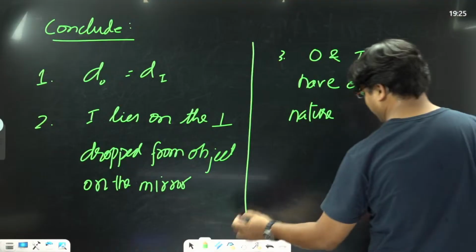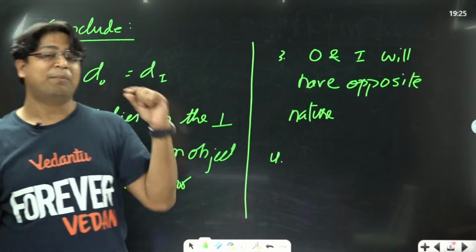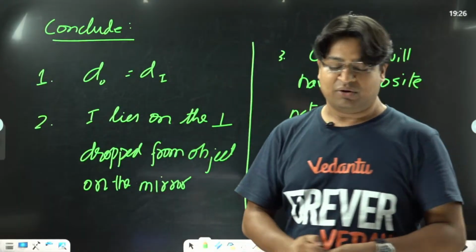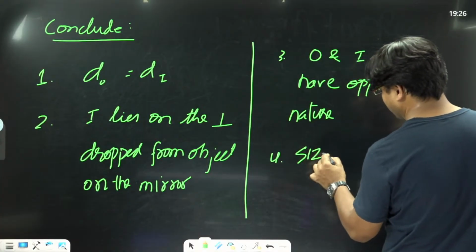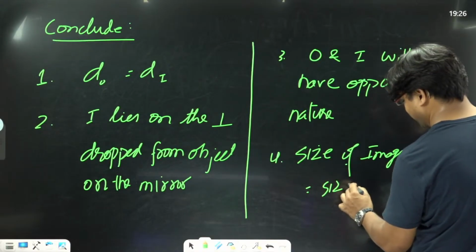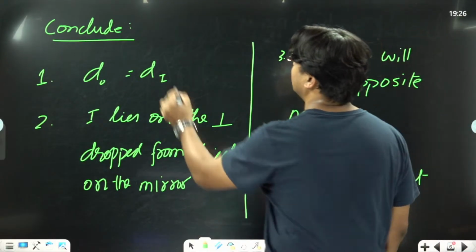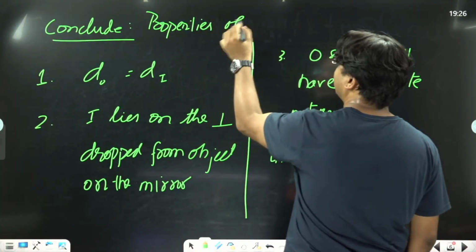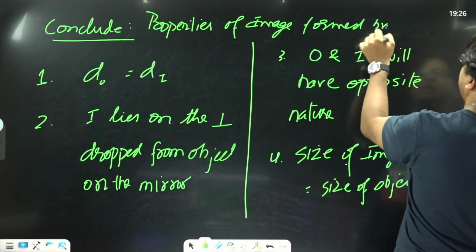Now we can add a fourth point here, which is related to size. Why did I not talk about size earlier? Because points don't have any size. We were dealing with a point object when we were on this page. Now that we have talked about an extended object, we can add another property here, that the size of the image is the same as the size of the object. And there is one thing to keep in mind, that these are the properties of the image formed by a plane mirror.